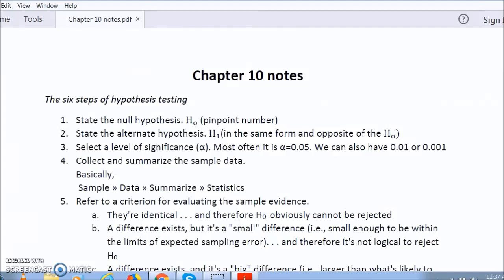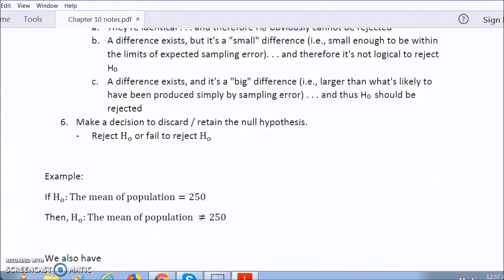So when you state your alternate hypothesis, it is more in line with what the researcher thinks is going to happen. So if you look down at the example over here, H0 is the mean of the population is 250, but the alternate hypothesis is exactly the opposite of that statement and is in the same form: the mean of the population is not equal to 250.